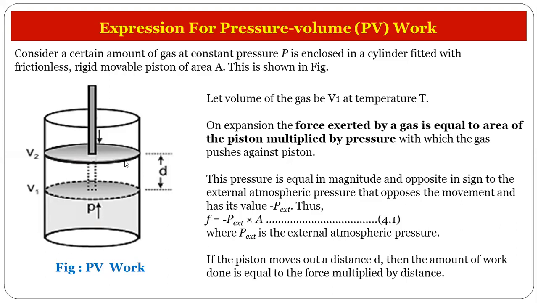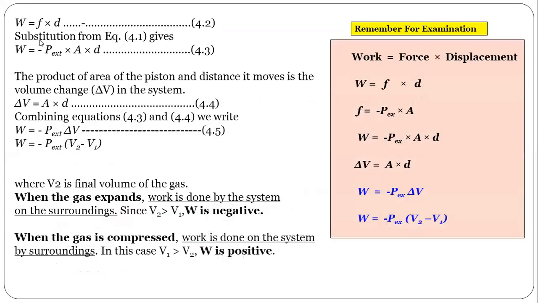The volume will be changed, the distance is d initially. So after expansion, it will move to the distance d. So if the piston moves out distance d, then the amount of work done, now you can calculate. W is equal to force into displacement. Here we can write W is equal to force into displacement, but we have to put the value of force.